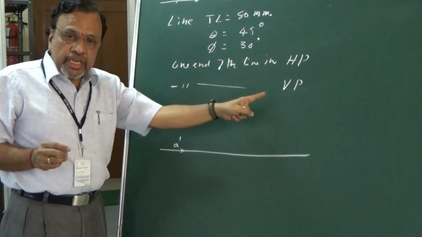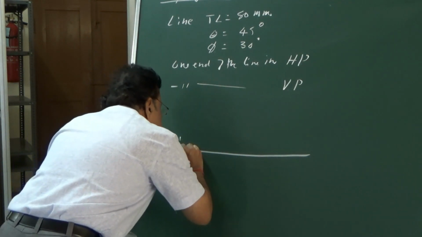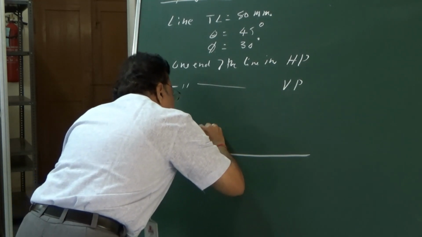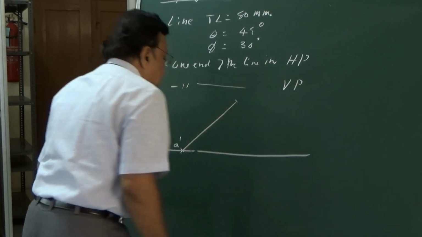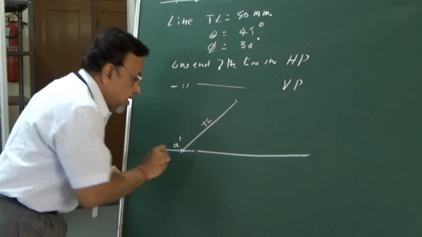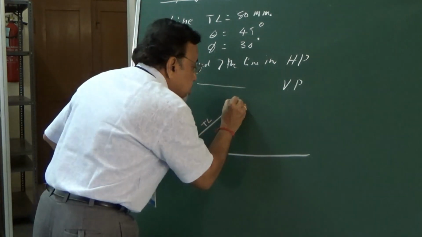That I can draw in the front view. So let me draw that. So the line is inclined at 45 degrees. Then I know the true length. So let me consider this to be TL. Then this angle is theta. And what about this end now?